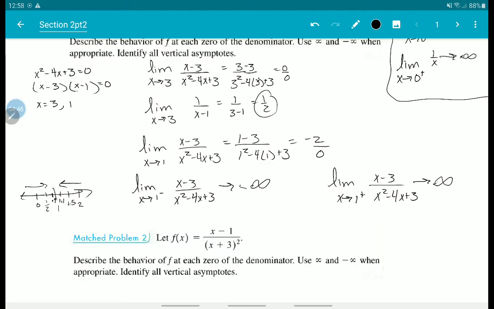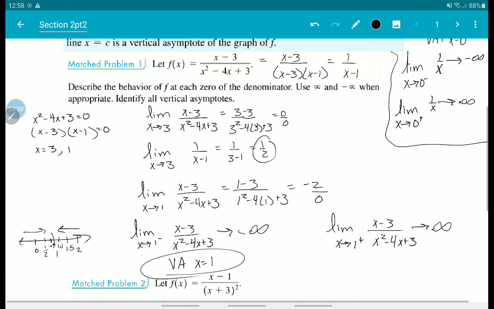So I see that unbounded behavior as we approach 1 from the left and from the right, which means we've got to have a vertical asymptote at that value of 1. That's what's going on there.